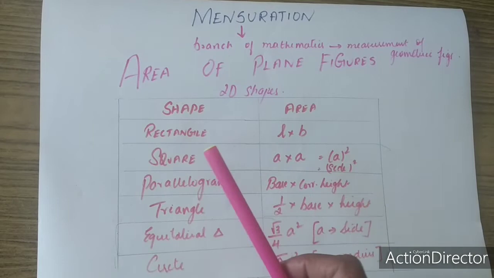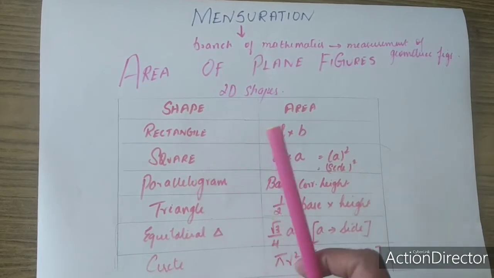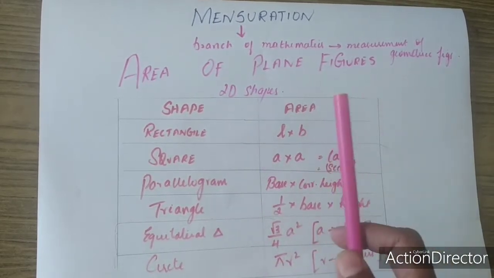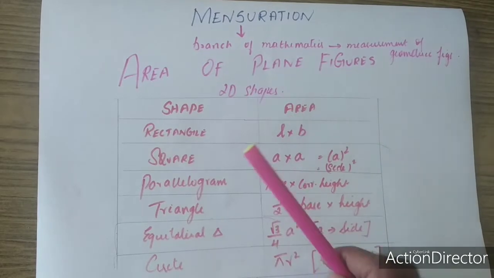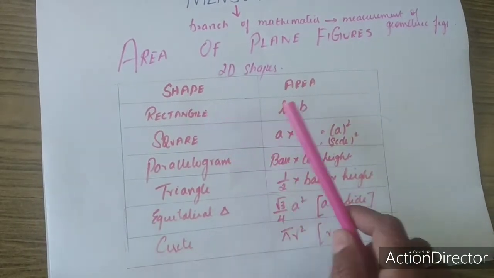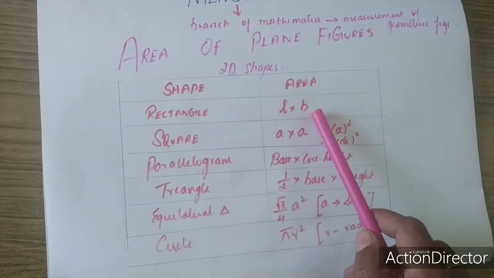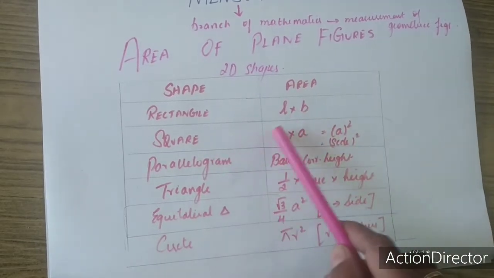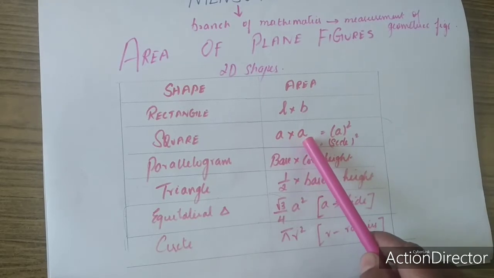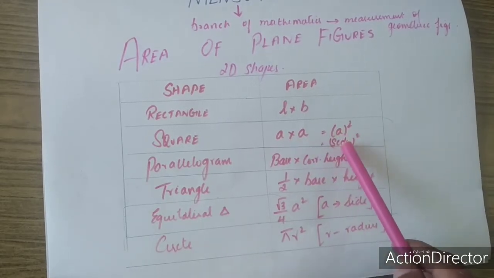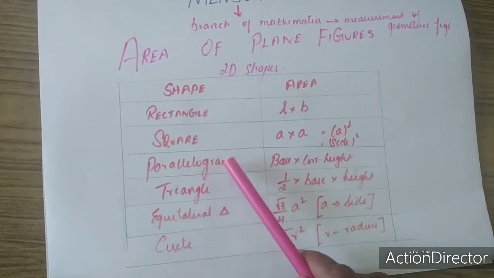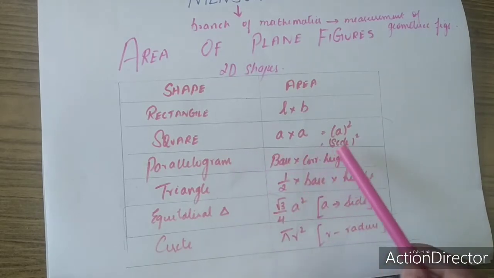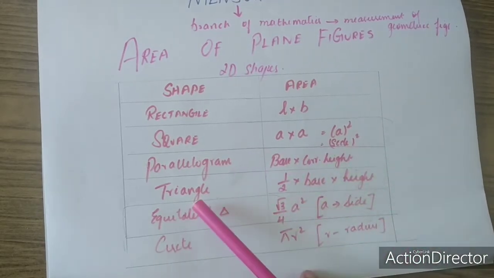In your lower classes, you have learnt how to find the area of some of the plane figures, that is the 2D figures. For example, rectangle. The area formula used to find the area of a rectangle is length into breadth. Square, side into side, which is nothing but A into A, where A stands for the side. Next one is parallelogram. Base multiplied by its corresponding height.